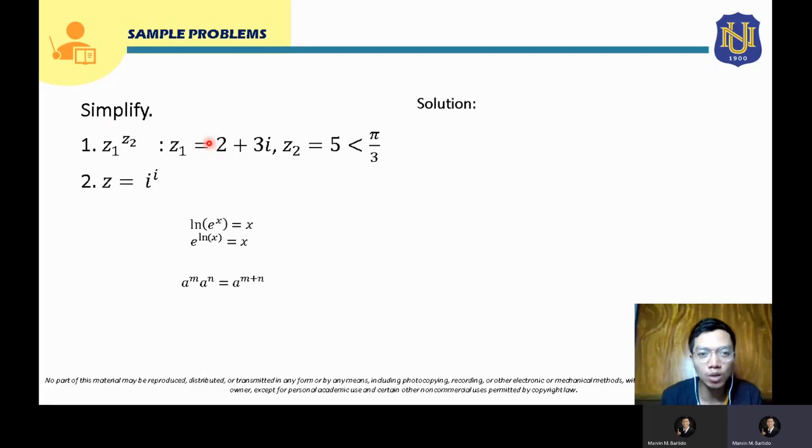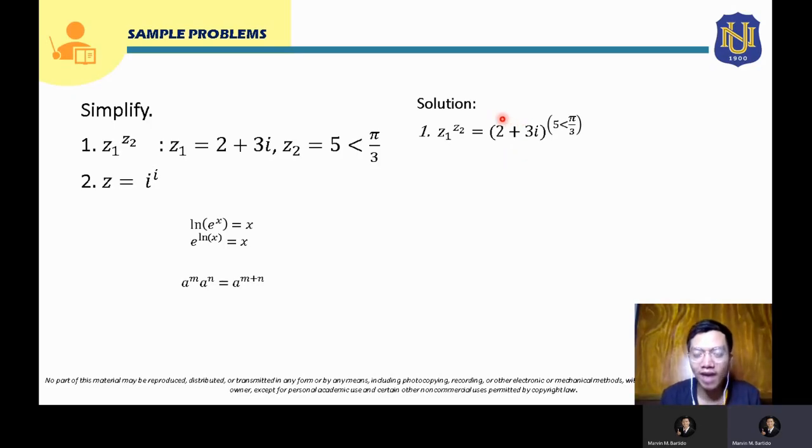Where z1 is equal to 2 plus 3i, and z2 is equal to 5 angle of pi over 3. So for our solution, let's first substitute the values of z1 and z2. Your complex number z1 is 2 plus 3i, and your complex number z2 is 5 angle of pi over 3. From here, we're going to follow our steps for this type of problem.